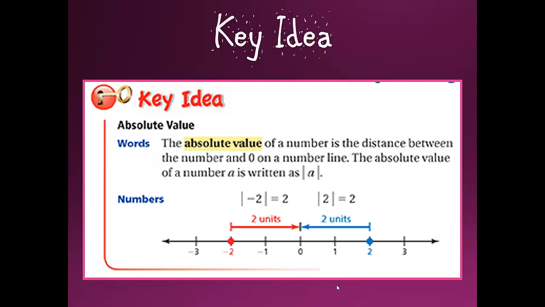The absolute value of negative 2 would be 2, because you can see that it is 2 units away from 0. Also, we can see that the absolute value of 2 is equal to 2, because it is also 2 units away from 0.